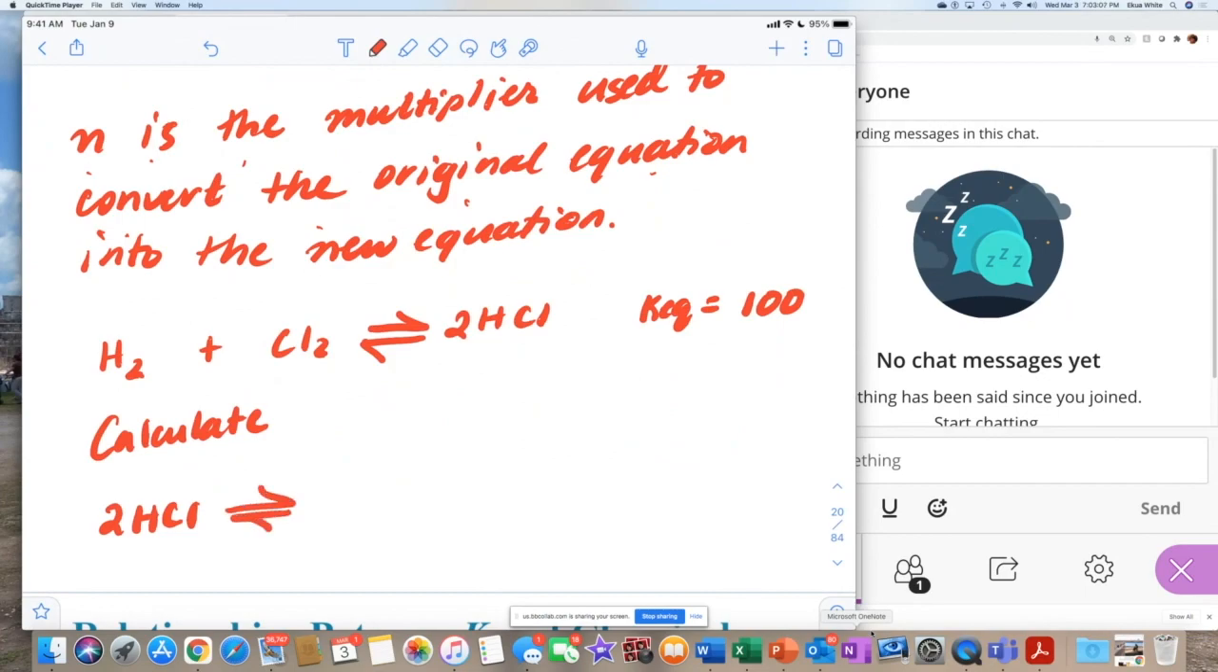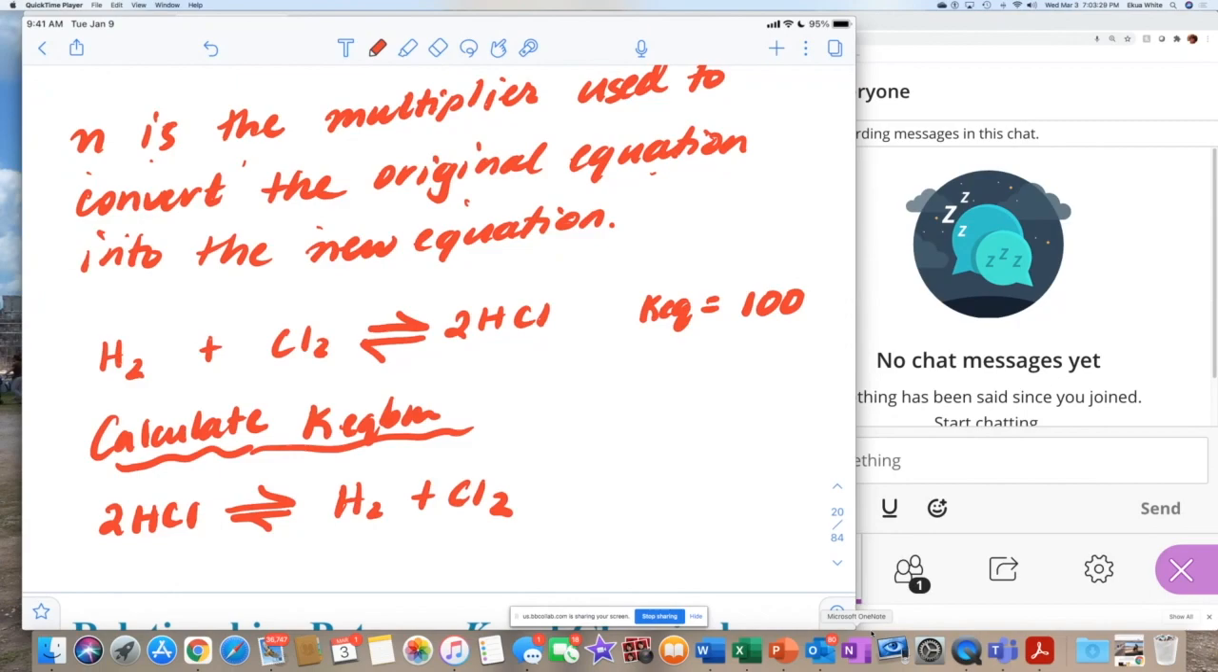Okay, such is life. H2 plus Cl2. So you see that right here, right? Calculate K equilibrium for this reaction. Well, you want to ask yourself, how is the second reaction related to the first reaction? If you ask me, they look exactly alike, except for one key factor. The second one is reversed.